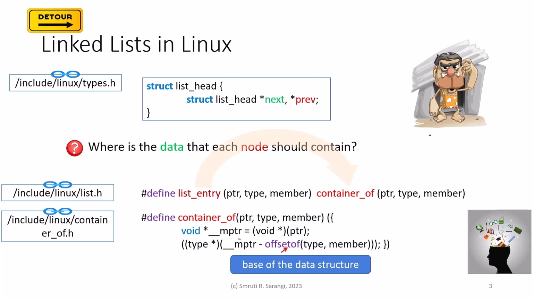So now let us create a real structure and let us see. So let us say you are defining struct node. You have int x, you have int y. And then you have the struct list head.